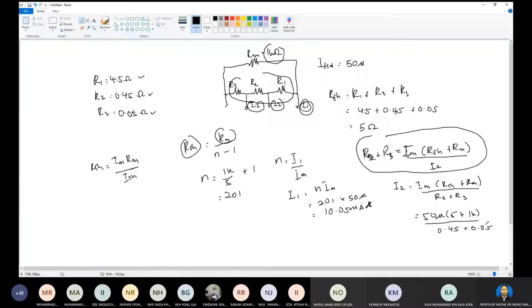So the answer will be 100.5 milliampere. You can try this using your calculator: 50 micro, multiply by 1k plus 5, divided by 0.45 plus 0.05. The answer will be 100.5 milliampere.